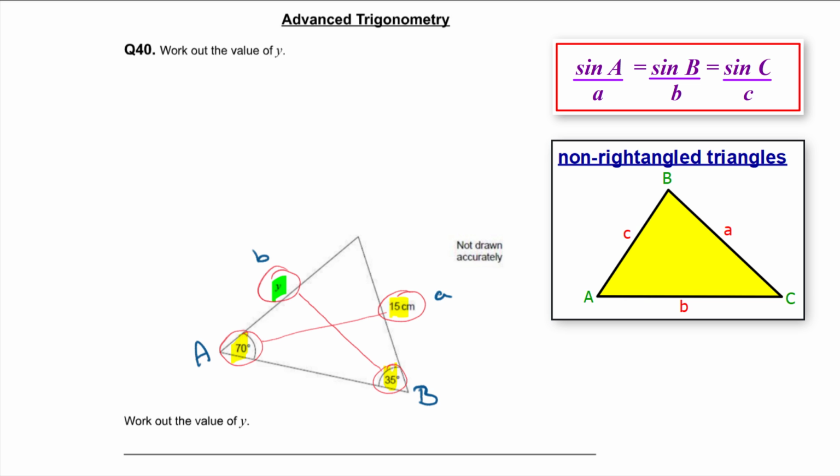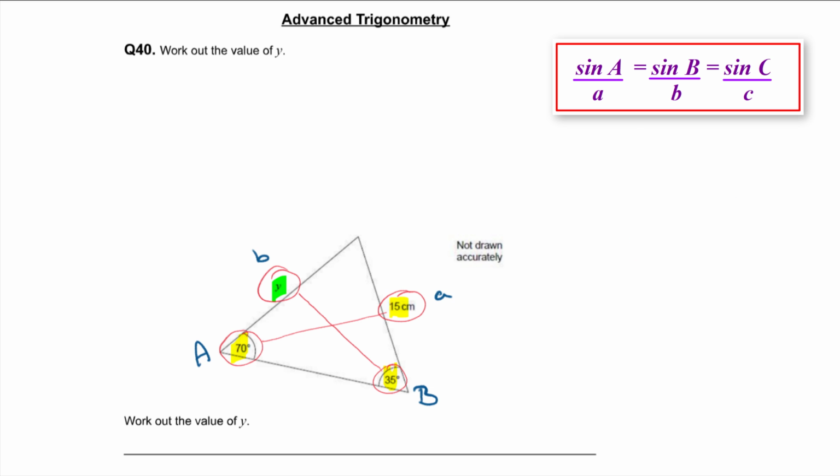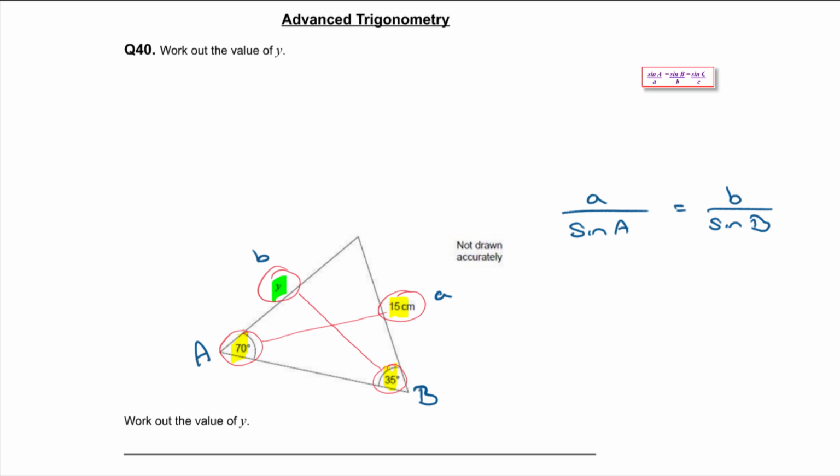So I'm going to start with the sides on the top. I've got a over sine A is equal to b over sine B. Now you'll see there's 4 things here. I know 3 of the things, and I want to find the 4th. So sub in what I know. a is 15, sine A is sine of 70, b is the thing I want to find, and sine B is sine 35. So sub into the sine rule.